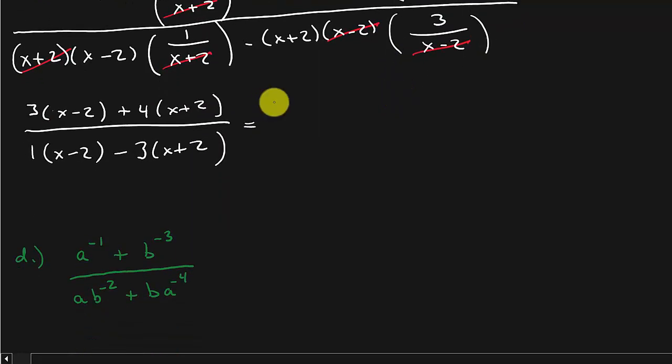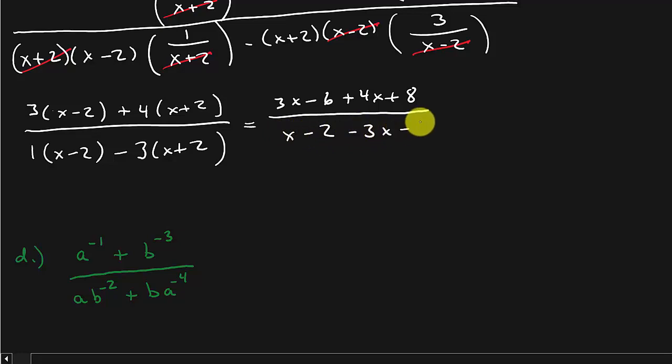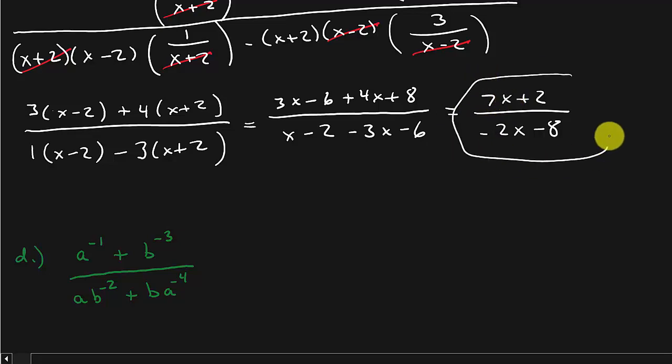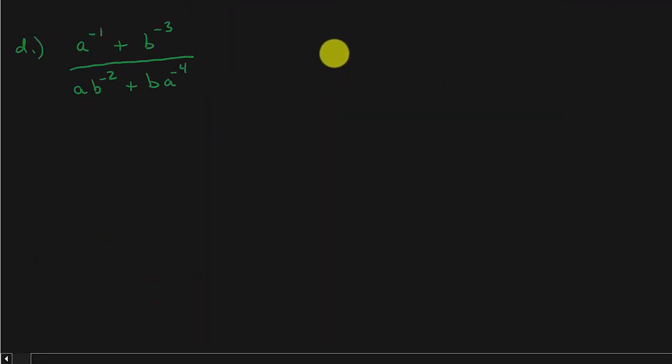So that is going to be 3x minus 6 plus 4x plus 8 over x minus 2 minus 3x minus 6. Combine like terms, that's 7x plus 2 over, that's going to be negative 2x minus 8. And yes, we could factor out a negative 2. Is that going to make it cancel with anything up here? No, it's not going to make anything cancel, so we'll just leave it like that. All right, so now last problem.